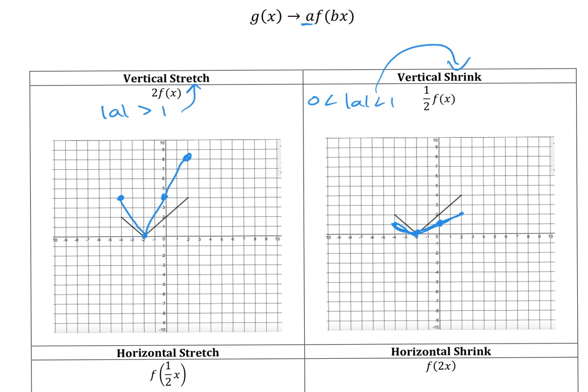Now I say absolute value because occasionally our a value is negative, and that will have a stretch or shrink as well as a reflection across the x-axis. So we look at the absolute value to determine if it's going to be a stretch or a shrink. All right, let's go ahead and take a look at our horizontal changes.